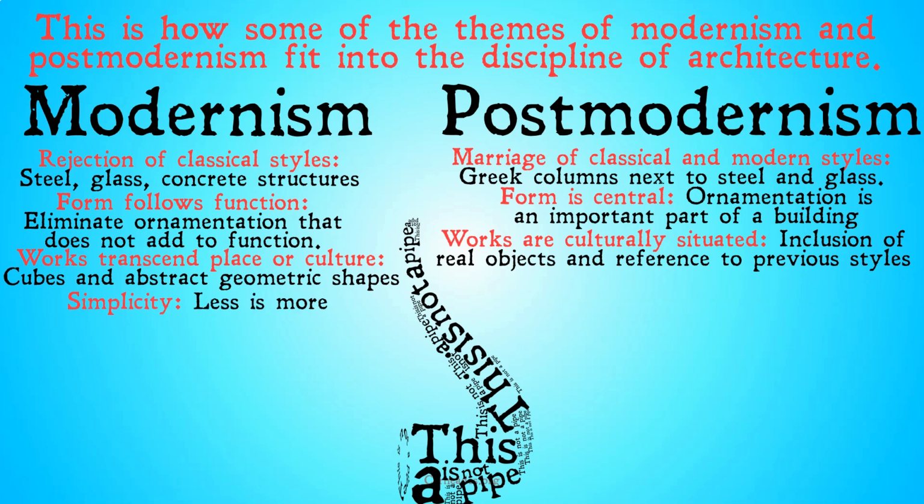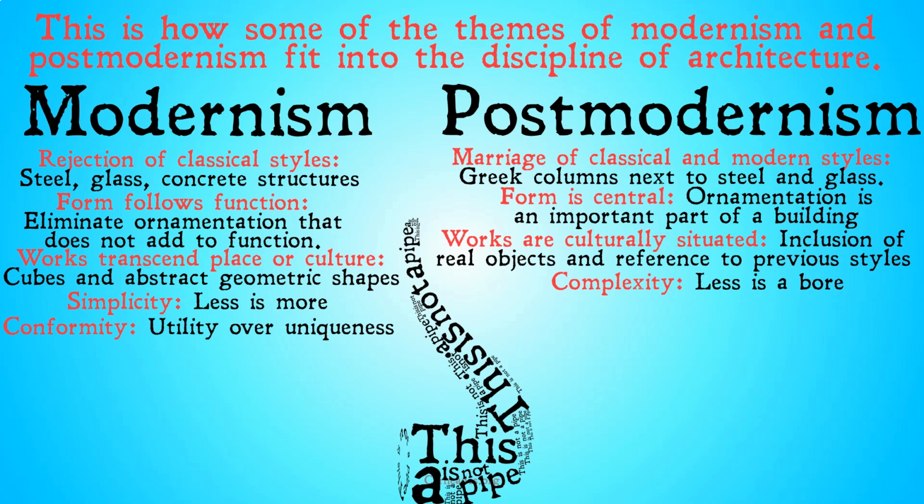For the modernist, simplicity is important. Less is more was a kind of mantra of the modernists, or for the postmodernists, less is a bore. Complexity is good. Adding intricacy and difference to structures makes them more interesting and engaging. Complexity is a good thing. For the modernists, conformity is important. Utility over uniqueness. Everything should be the same. It should be useful. Once we find the most useful design, we should use that everywhere. We should not have unique, identifiable buildings. Whereas for the postmodernists, individualism is important. Breaking the rules makes things interesting, makes people feel like they actually want to live somewhere.